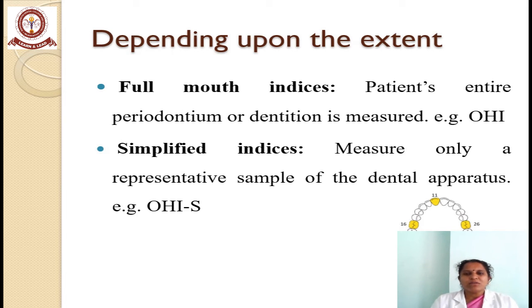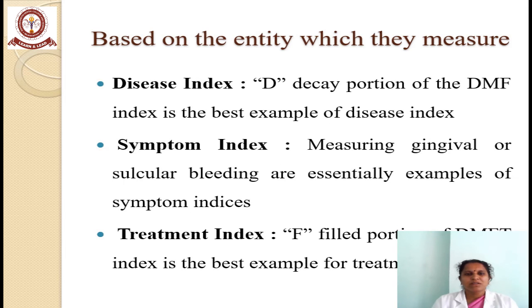Depending on the extent of the teeth examined, one is full mouth index, in which all the teeth in the dentition are examined, and the other is simplified index, in which only specified teeth are measured to record the index. That is called simplified index.